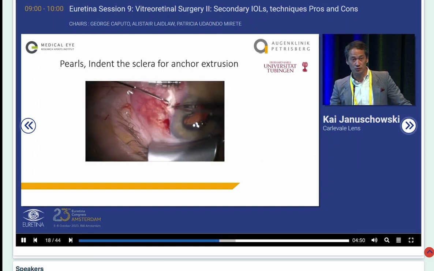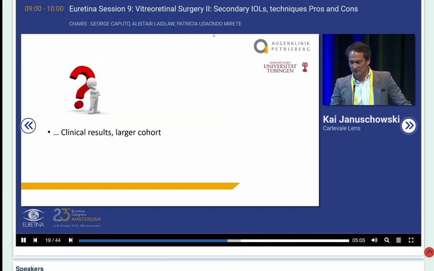I would also suggest that you use two forceps to grab it. I mean, there are very elegant anterior segment surgeons who do it with one forceps and then use a push-pull, but just use two forceps and be very gentle about that.